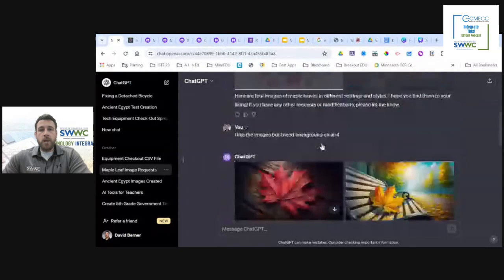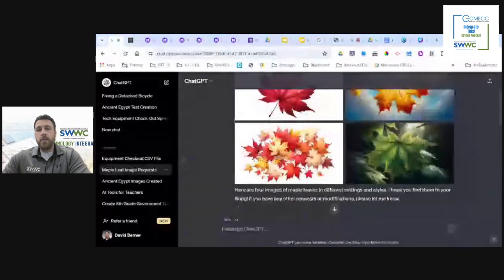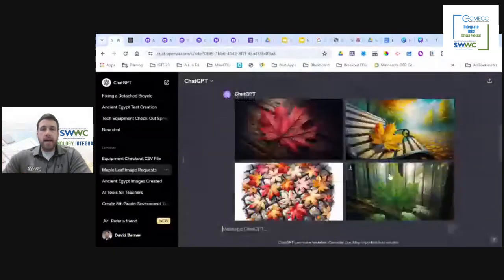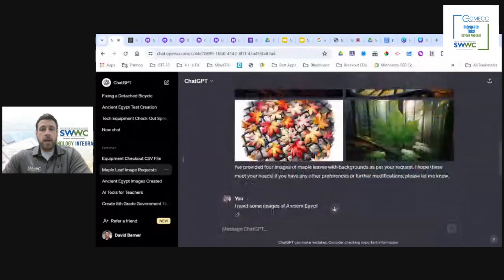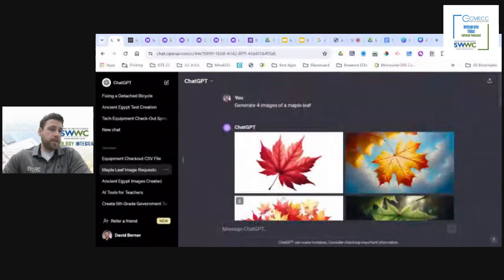But if you request that, right, I could say, I like the images, but I need a background on all 4. So then it reproduces that and gives me some backgrounds on those. And again, with these 2, you could download these images and then use them as you want. So some different versions of using the DALL-E 3 system within ChatGPT.